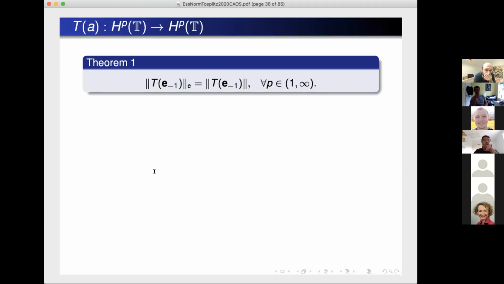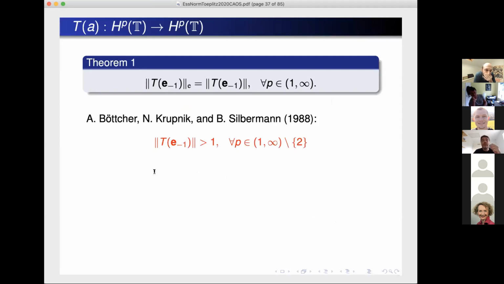So it turns out that the essential norm of this operator equals its norm. And this answers that question in the negative, because it is known that the norm is actually larger than one for any p different from two. So again, in the same paper by Bircher, Krupnik, and Silbermann, they prove that this norm is always greater than one, unless p is two. So the answer to their question is negative.